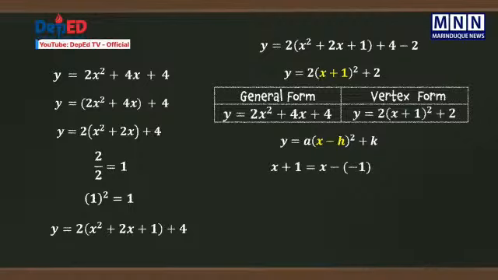X plus 1 is the simplified form of x minus negative 1. Indeed, h is equal to negative 1. Plus 2 versus plus k. This means that k is equal to 2. Therefore, the vertex can be written as the ordered pair negative 1, 2. This implies that at x equals negative 1, the minimum value of the function y is obtained, which is 2.